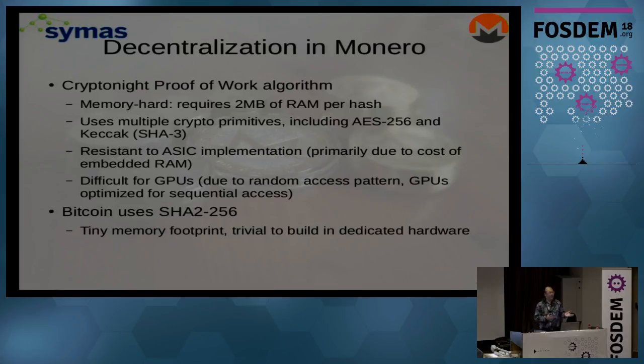In contrast, the Bitcoin network uses SHA-256, which is actually an extremely fast hash algorithm. It's cheap to implement, and it takes very little memory. It takes very little circuitry to accomplish it. So when you look at the Bitcoin network, they talk about having petahashes of hash power in their network, simply because hashes are so cheap to compute. In the Monero network, it's currently several hundred megahashes. So it's much slower by several orders of magnitude.